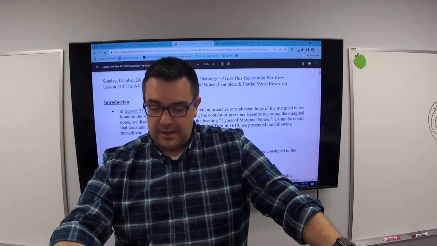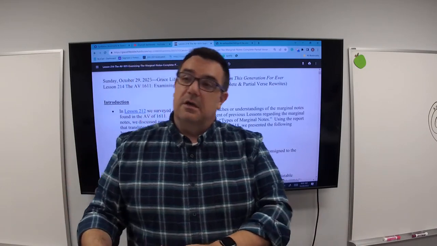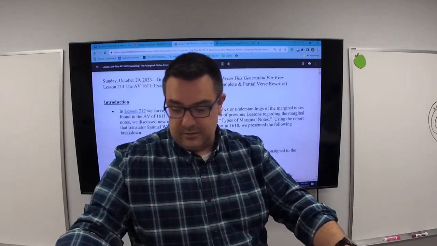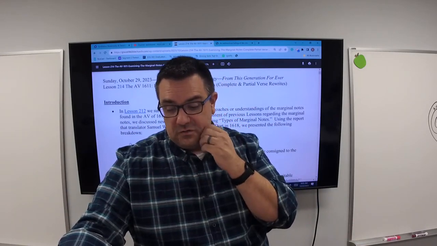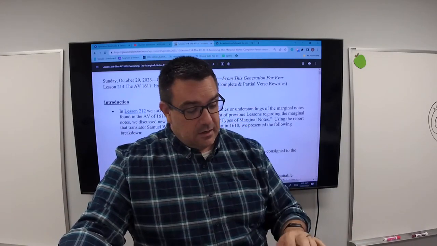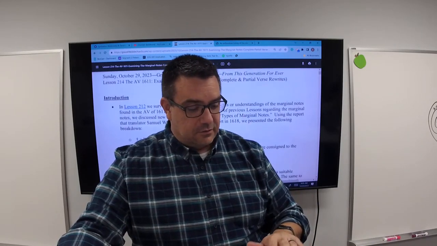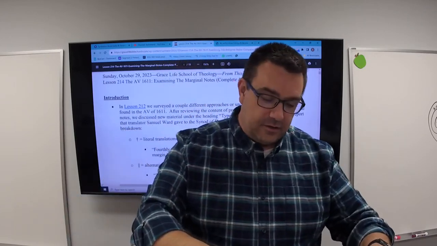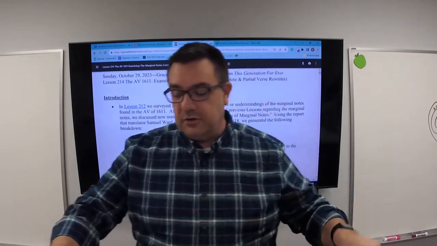You guys know I'm a King James advocate, but I don't subscribe to all the reasoning of some of the King James only arguments. And this issue of the marginal notes is going to be one of those issues, I think, as we get into this. So I'm a King James Version defender. I use it exclusively, but I don't buy all of the bad arguments that have been used in its defense. So let's look at this topic, complete and partial verse rewrites.